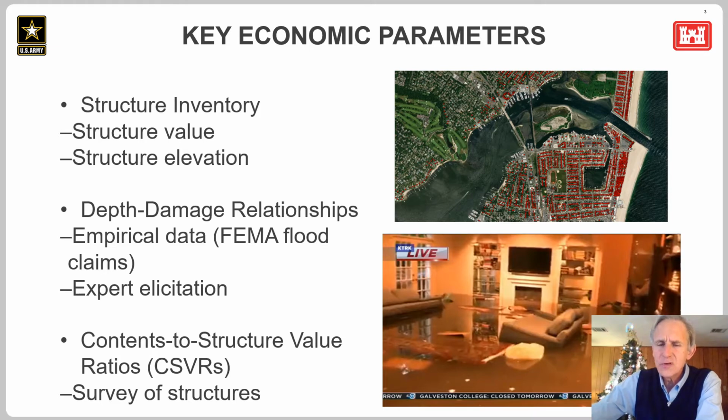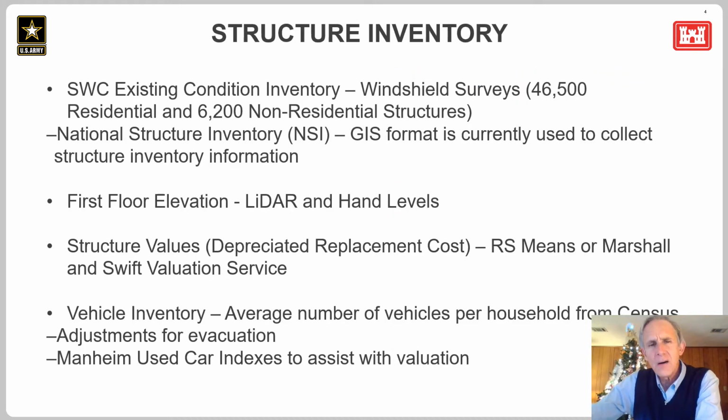When you total up all the content value, what is it of the structures and where are they located? And when water gets inside of a house, what percent of the contents is damaged? So these are all key economic parameters that go into calculating our expected annual damages. I'm concentrating here on the structure inventory part, and as we talked about with Southwest Coastal earlier, windshield surveys were conducted for 46,500 residential structures and 6,200 non-residential structures.